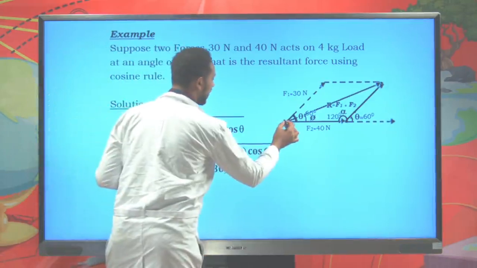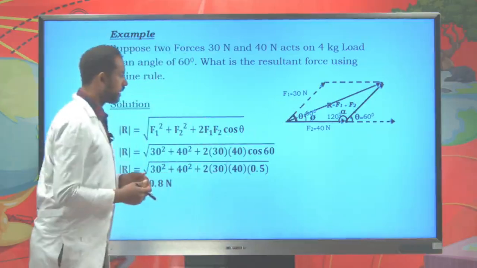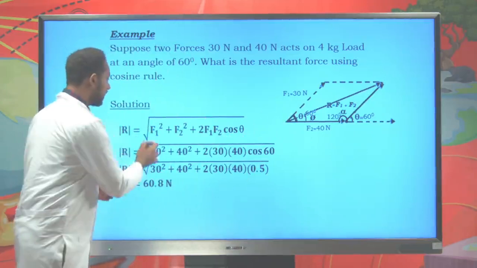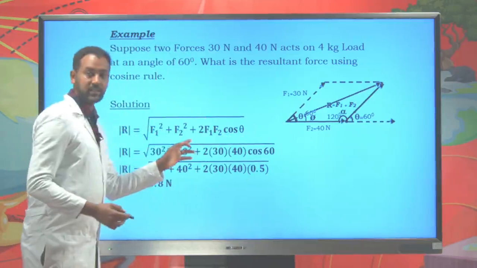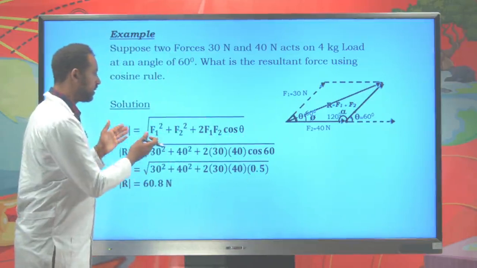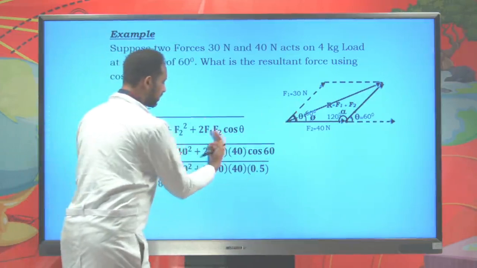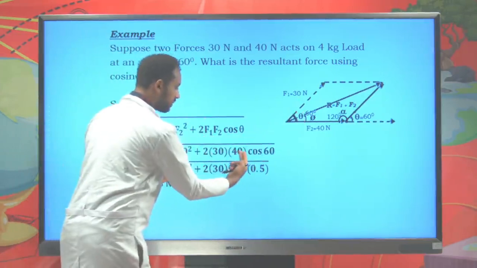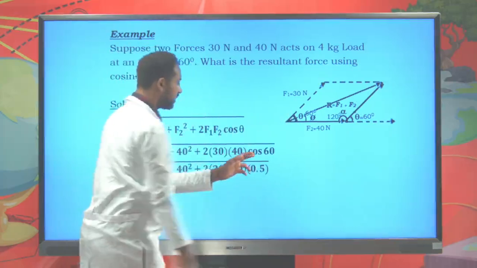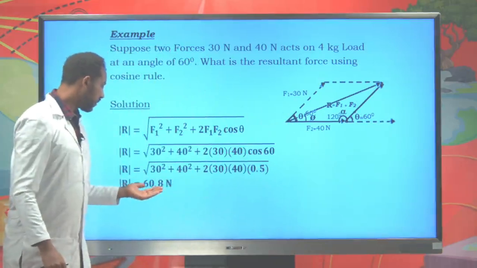The two forces acting on the given body are 30 Newton and 40 Newton. Therefore, how do we determine the resultant vector? Cosine law states that R squared equals F1 squared plus F2 squared plus twice F1 F2 cosine of theta. This is how we apply cosine law. Therefore, we have 30 squared plus 40 squared plus twice 30 times 40, and the angle between the two vectors is given to be 60, cosine 60. Therefore, the resultant vector is 60.8 Newton.